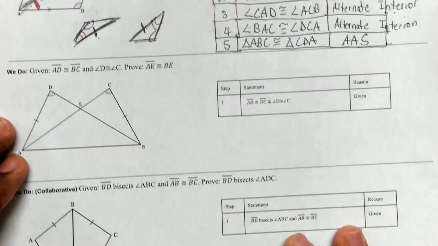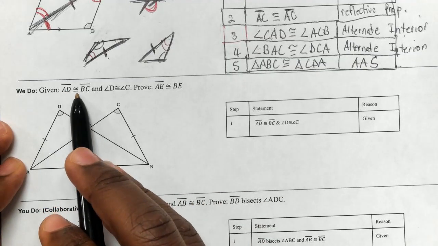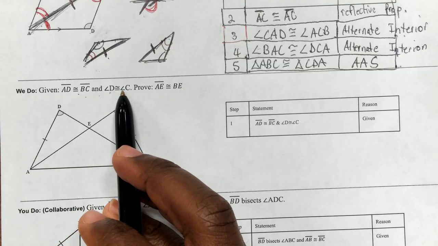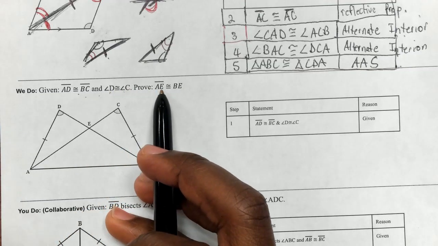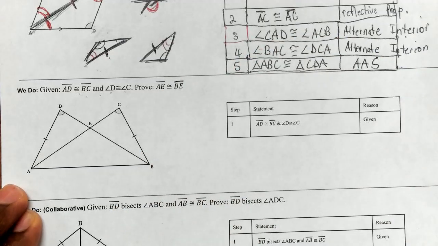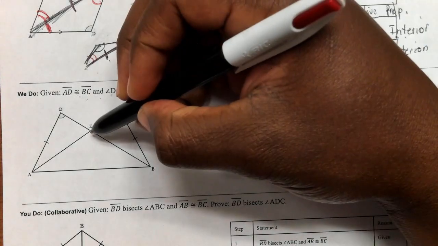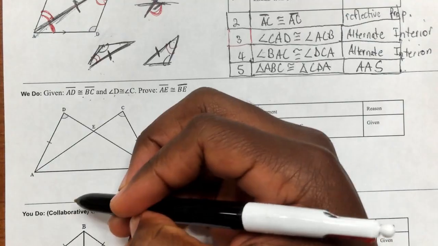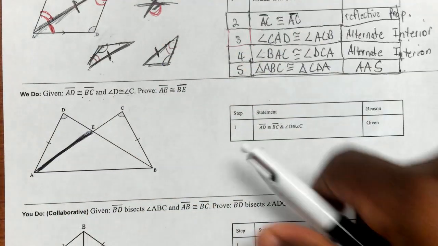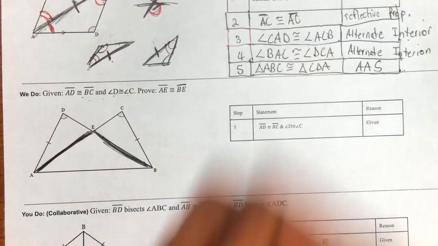So let's try another one. Given that the line AD is congruent to BC and the angle D is congruent to angle C, prove that the line AE is congruent to the line BE. So in this case, we're trying to prove that AE, this line right here, is congruent to BE, this line right here.